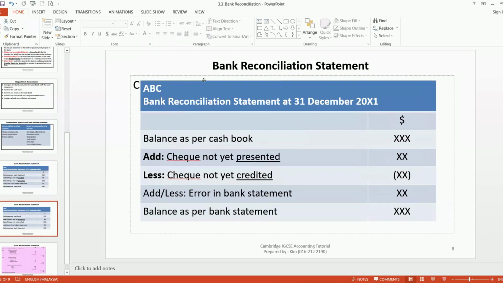Another way is the other way. You start with the updated cash book first, and you add check not yet presented, then less check not yet credited, and add or less error in the bank depending on the question. Last, the bank statement. Normally in the question they will give you the number, so you must follow the number, don't change the number.